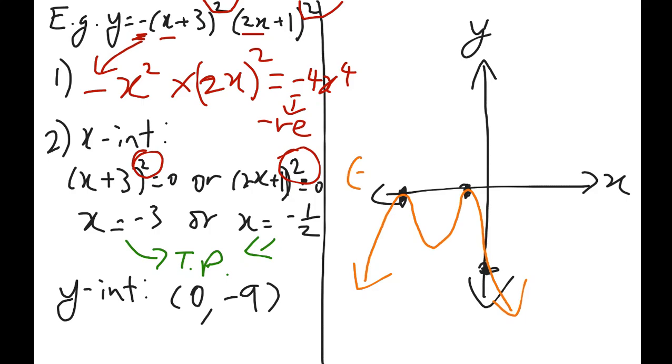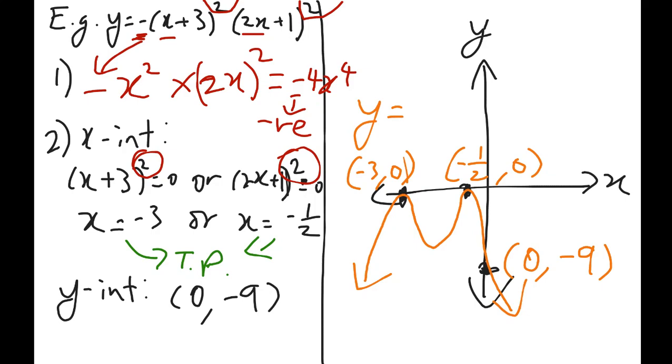This had a value of -3, 0. This had a value of -1/2, 0. And that was 0, -9. And so our graph was y equals to negative x plus 3 squared to x plus 1 squared.